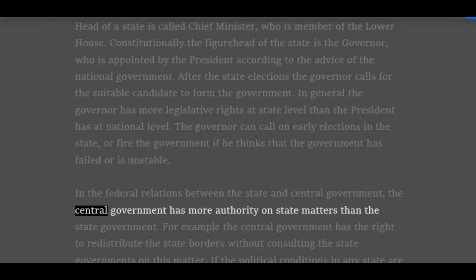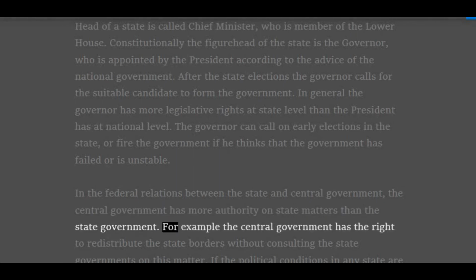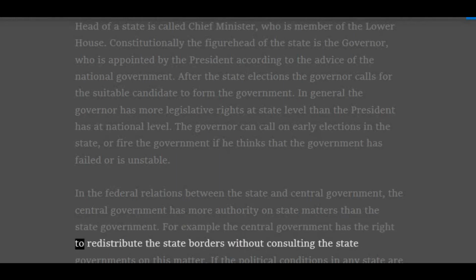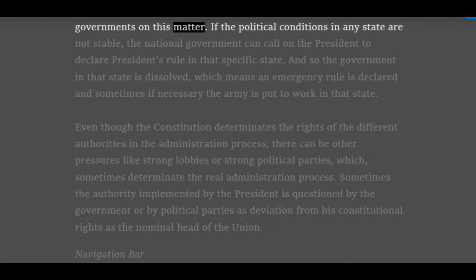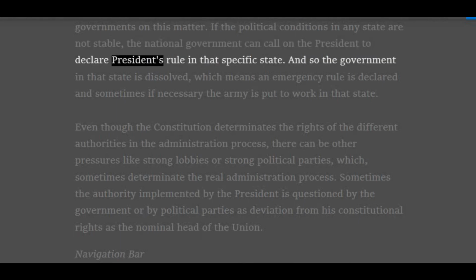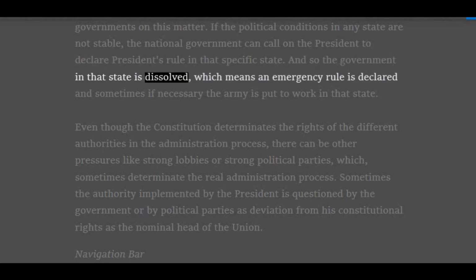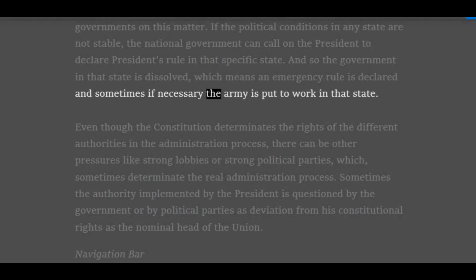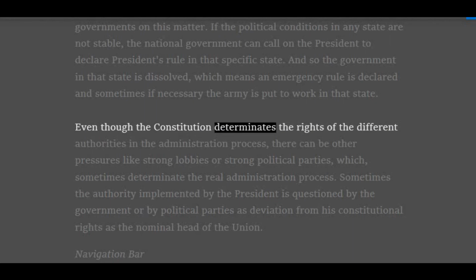In the federal relations between the state and central government, the central government has more authority on state matters than the state government. For example, the central government has the right to redistribute the state borders without consulting the state governments on this matter. If the political conditions in any state are not stable, the national government can call on the president to declare president's rule in that specific state. And so the government in that state is dissolved, which means an emergency rule is declared, and sometimes if necessary the army is put to work in that state.